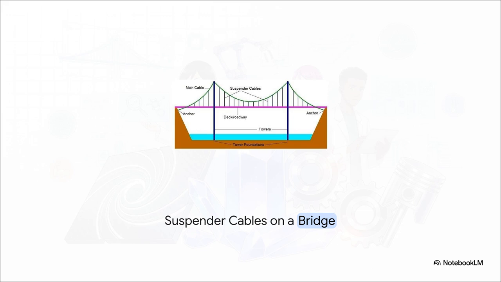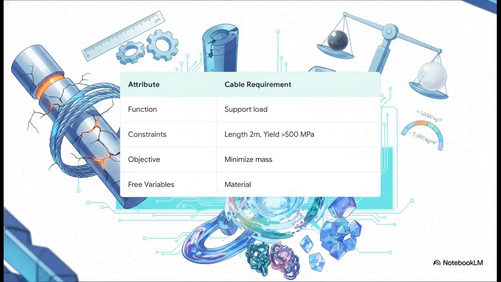Let's look at a real-world example to see how we build this job description. Think about a massive suspension bridge. If we focus entirely on those vertical suspender cables holding up the roadway, how do we write the material job ad for those specific cables? Well, here we see the translation in action. The function is straightforward. It has to support a heavy tensile load. But the constraints, those are strict.